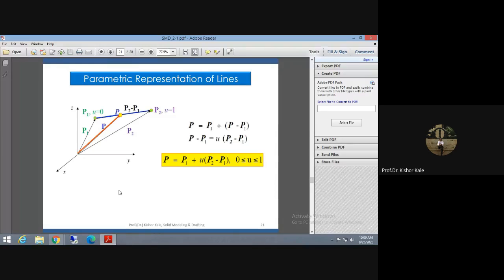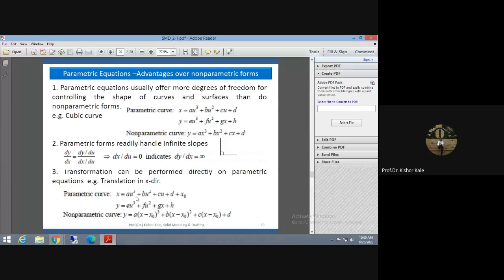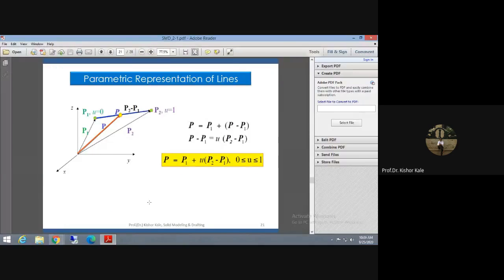What is the reason, or what is its advantage? We already discussed that. What is flexibility? You can see here that we have more degrees of freedom controlling the shape of curves and surfaces than with non-parametric curves. Infinite slopes can be handled very easily. Transformation is easy, and so many others. So you don't have to worry, just know these two, three. That is sufficient. There are far better uses compared to implicit or explicit equations.